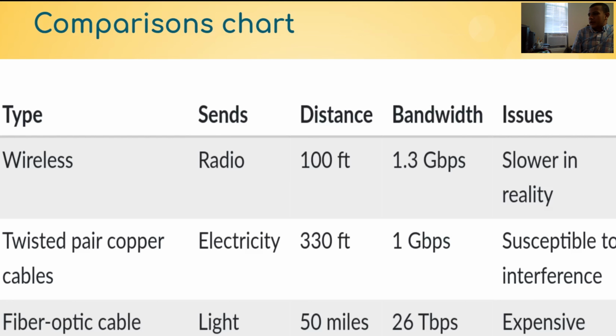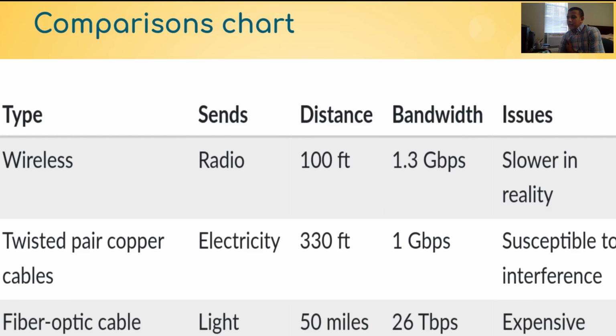the other two. So then you have twisted pair copper cables. These are the Cat5 cables. They carry electricity, and they can go a longer distance, 330 feet, but we sacrifice a bit of bandwidth or a bit of speed there when we go extra feet. And they're susceptible to interference from nature, right? Because copper electrons get moved around quite a bit.